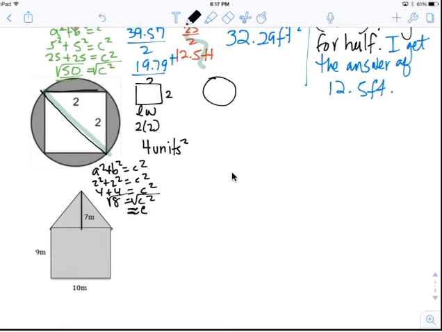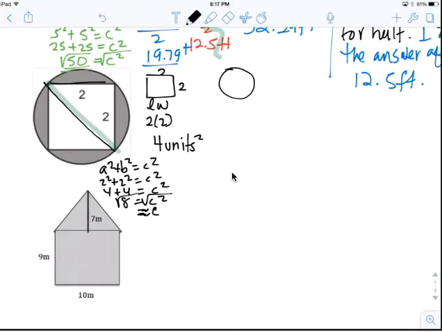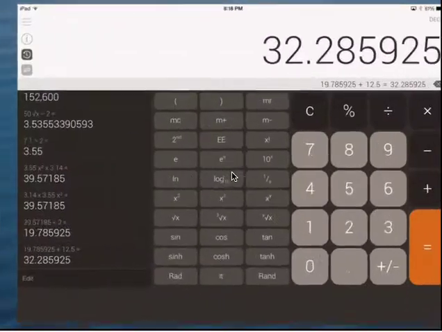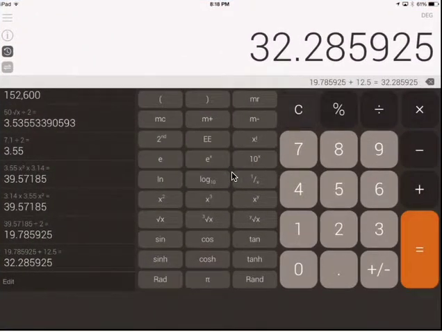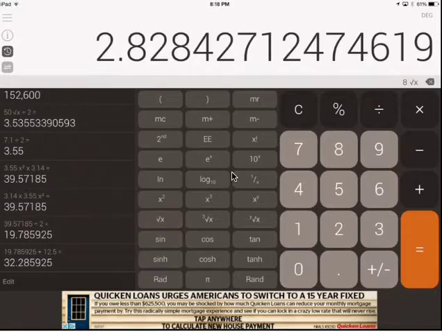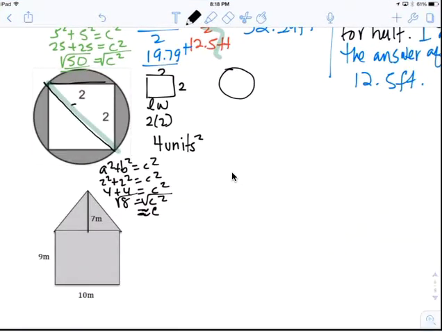Going on to the other problem. Okay. Square root of 8, what is it in decimal? We know it's 2 radical 2, but we want to know decimal. Square root of 8. There we go. 2.8. It's a 2 after, so it's 2.8. Thought it was 2.9, but it's 2.8. Divide that by 2. It's 1.4. So radius equals 1.4.